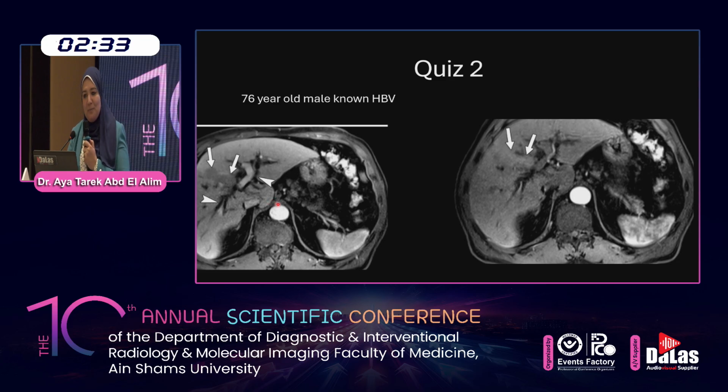Second one. What's the clue? This is the arterial enhancement, and this is the delayed, portovenous phase. This is intraductal growth. We agreed on the intraductal growth, but the difference is the arterial enhancement and then washout. So it's HCC.